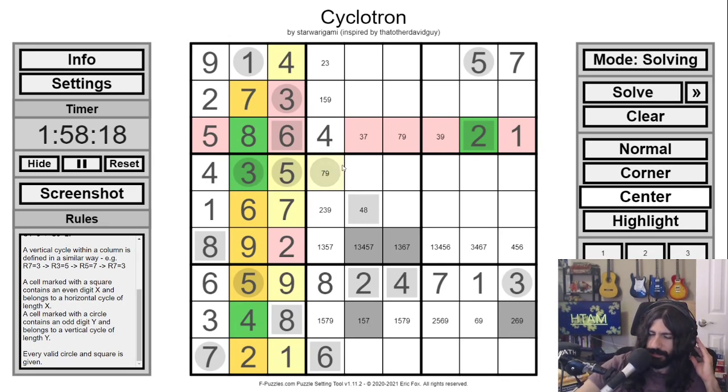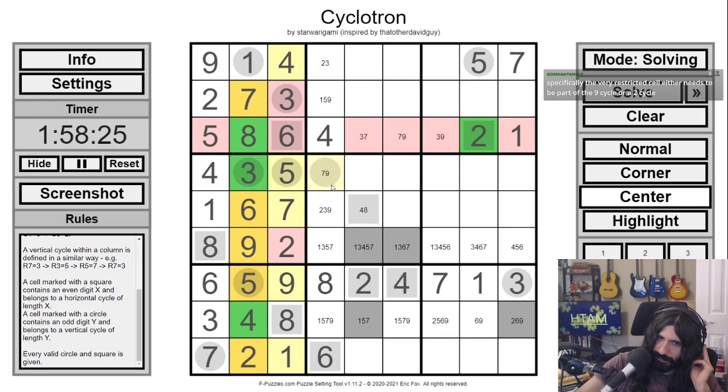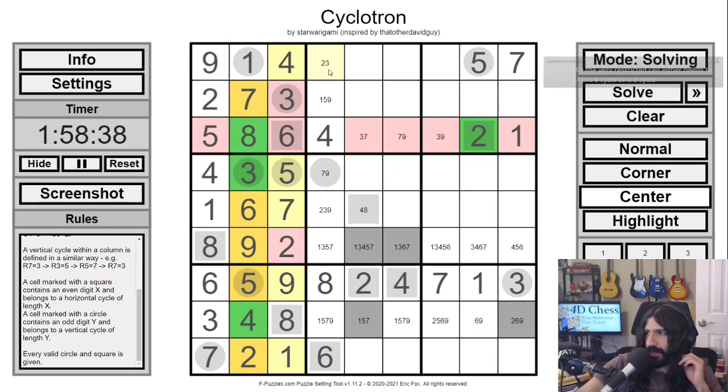Seventh cycle. Ninth cycle. Specifically, the very restricted cell. This one either needs to be part of the nine cycle or a two cycle. Or a seven cycle, right? Why can't it be a part of the seven cycle and there be another existing two cycle?